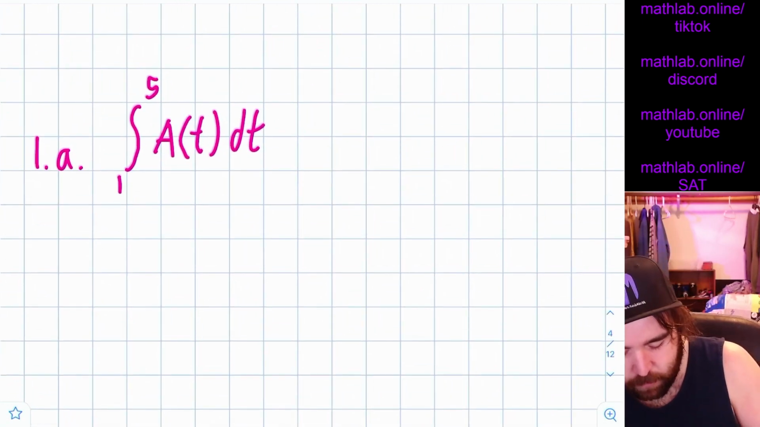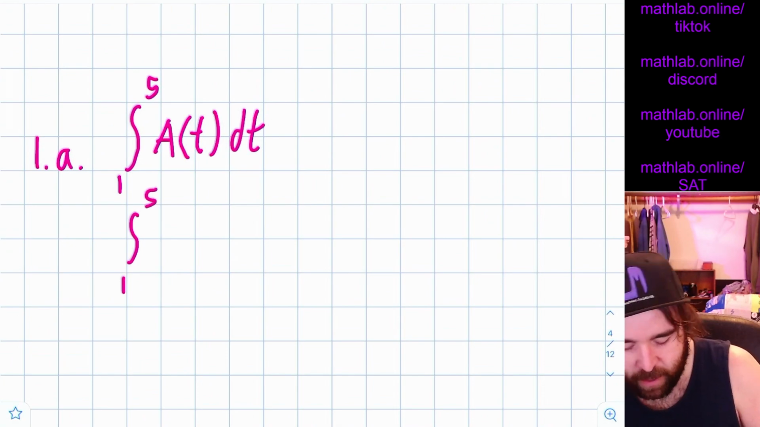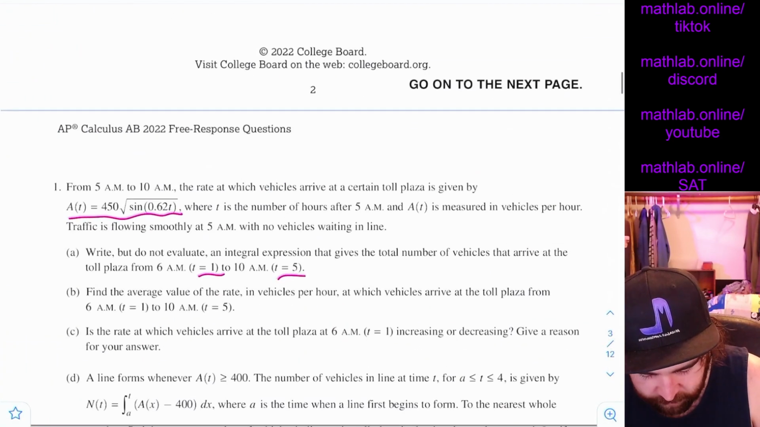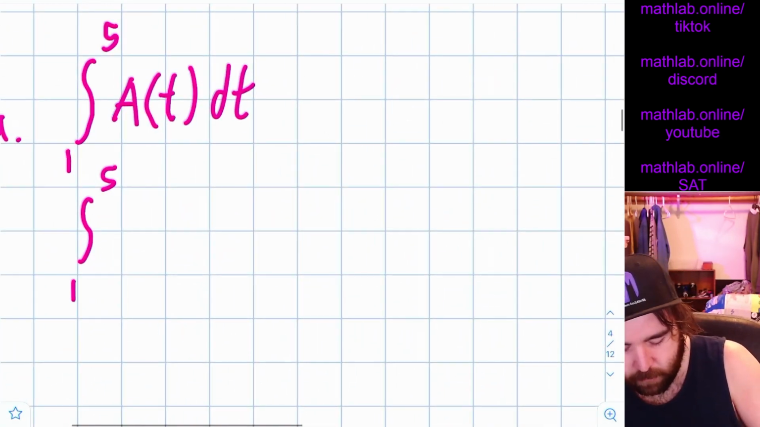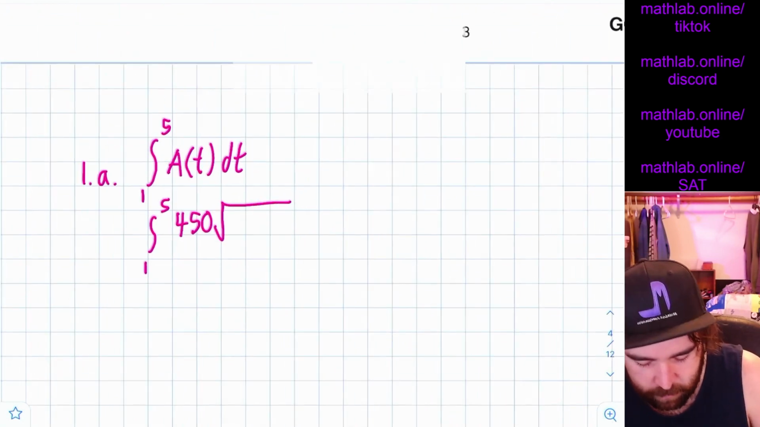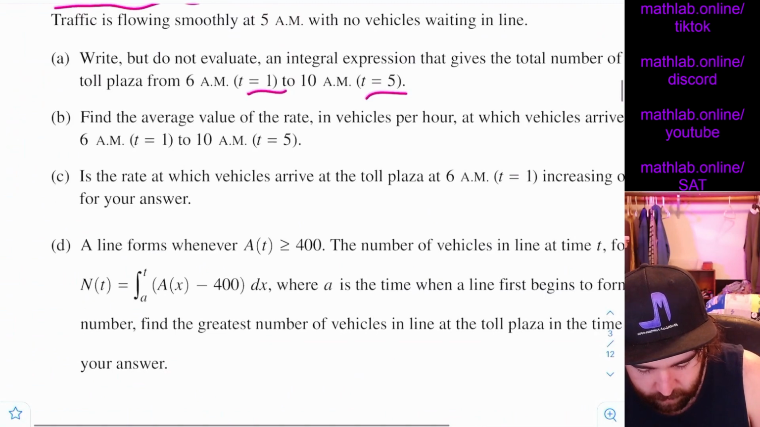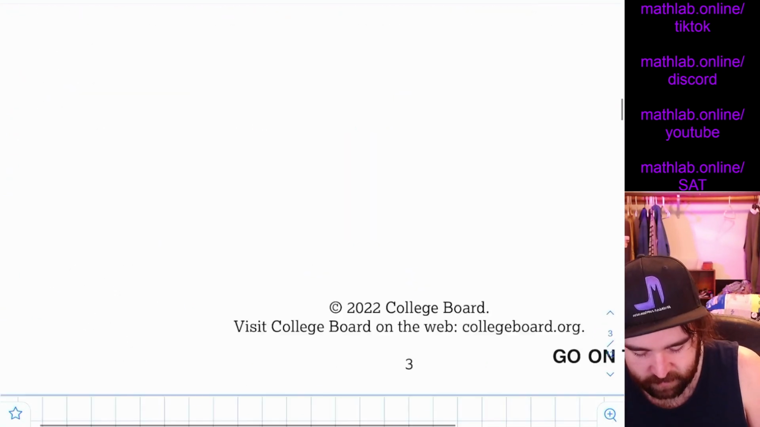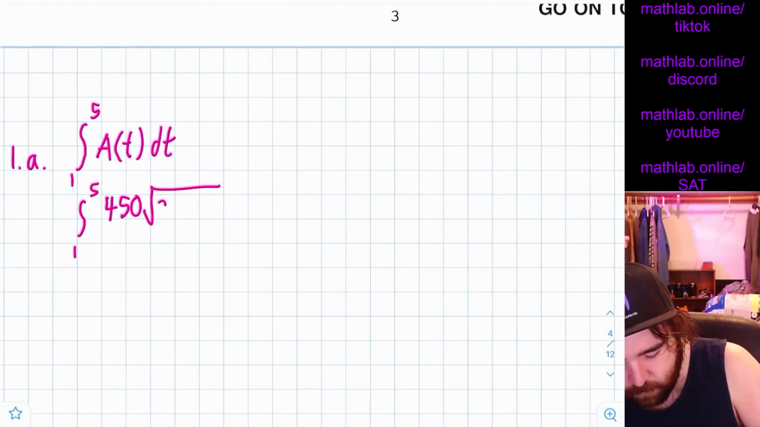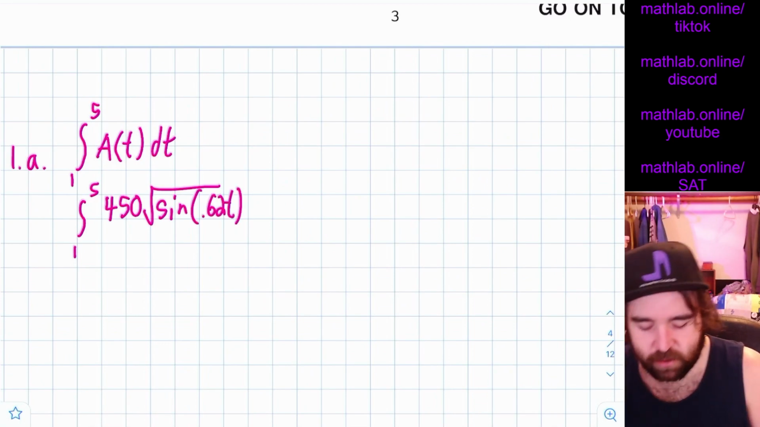If they need to, I would go ahead and copy it out. So it's the integral from 1 to 5 of 450 sine of 0.62t. I don't know why they don't want you to evaluate it. You could just put this in the calculator, since this is the calculator question. But you probably could have just left the first part.